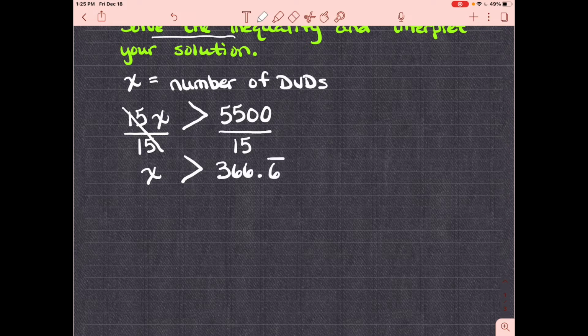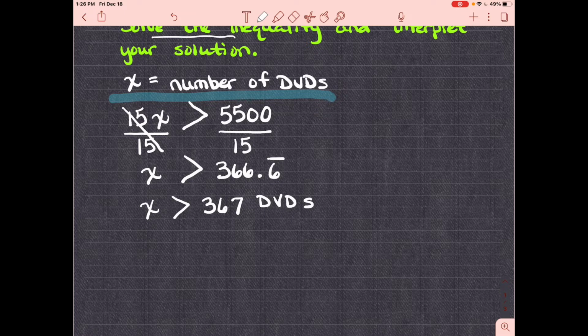366.6 repeating. Well, the 0.6 repeating doesn't make sense when I am talking about the number of DVDs. So we don't sell 0.6 of a DVD. So I'm going to need to round that. And I'm going to say that X is going to be greater than 367 DVDs. To choose, you're going to have to think about what makes sense. So I know that if I want to sell more than $5,500, I need to sell more than 366.6 repeating.